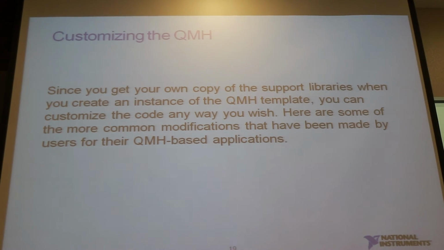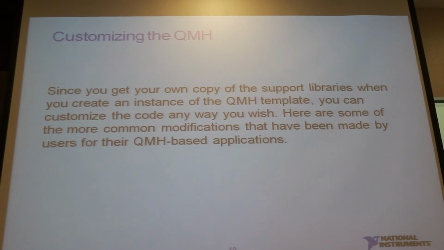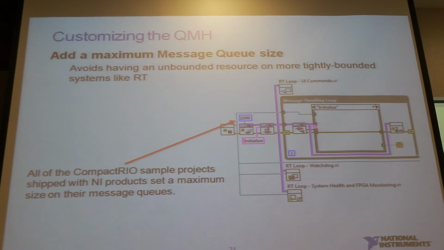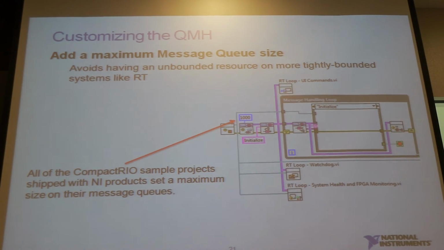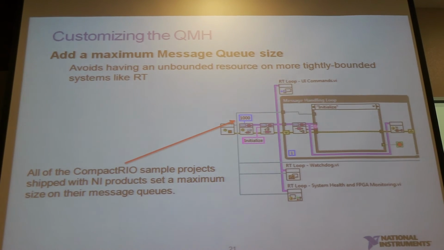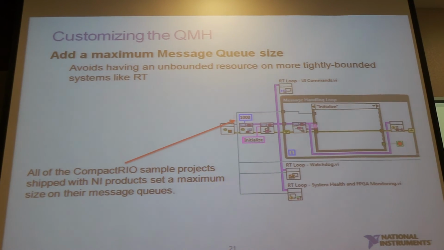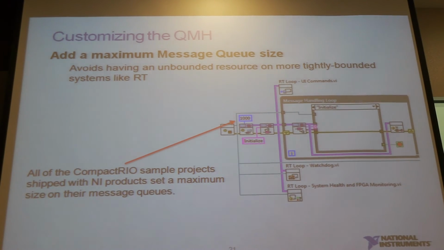So now you know a little bit more about the QMH template. What are some of the perks that people tell us with regard to the QMH, and how do you customize it? Number one, this is a very common way of creating a CompactRIO embedded project. When we talk about CompactRIO real time, this is a tightly bound system. You do not want an unlimited number of queues, so always bound it. Make sure that it only reaches 1000.